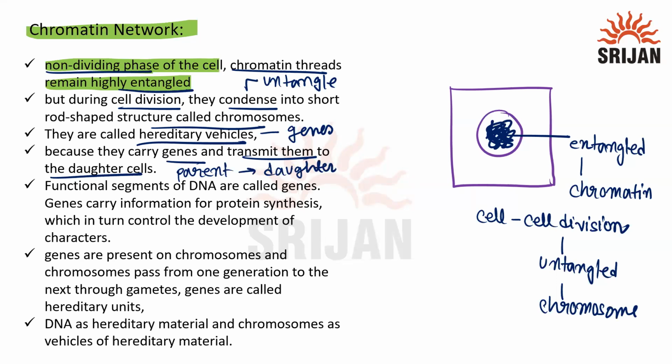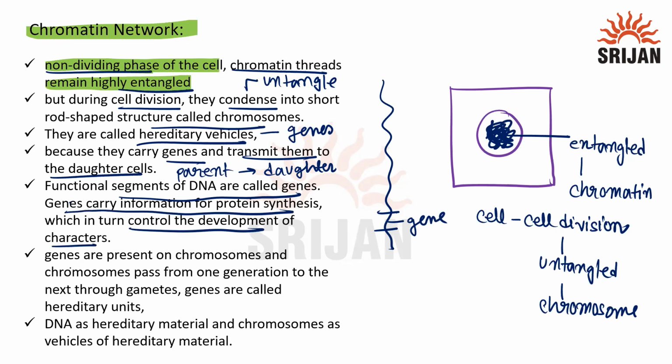The functional segment of the DNA we call a gene. If this is a long thread of DNA, this much area will be called a gene. Now see, the genes carry the information for protein synthesis as well. It helps to control development of various characters. Genes are present on the chromosomes. Chromosomes pass from one generation to another generation through the gametes, and the genes are called hereditary units because they carry the information. DNA works as hereditary material, and the chromosomes are the vehicles of hereditary material.